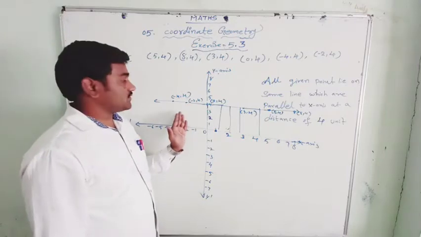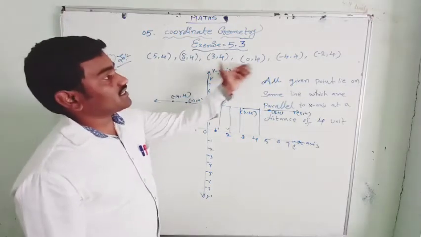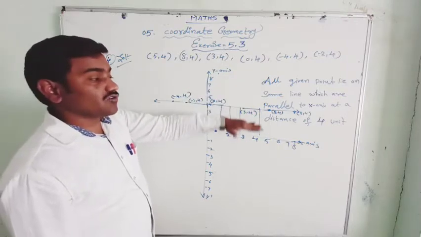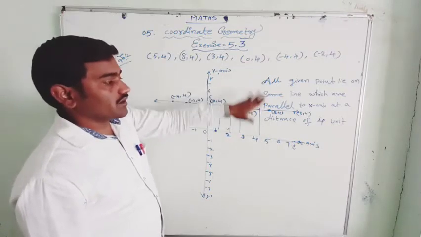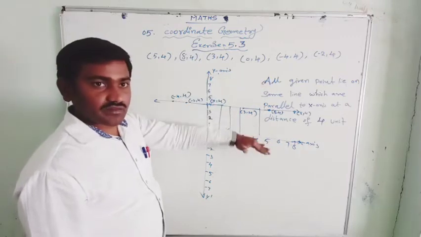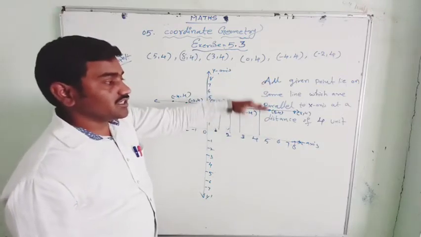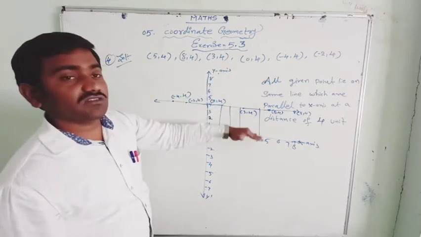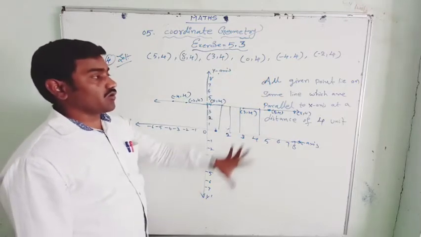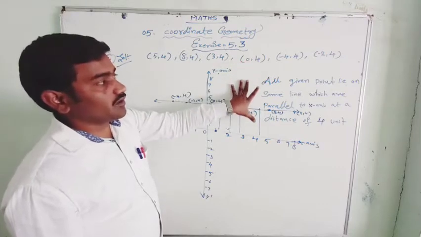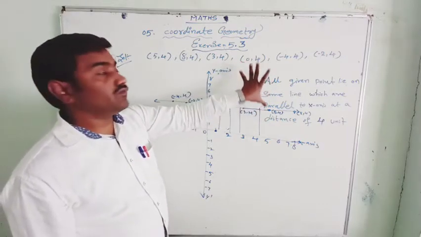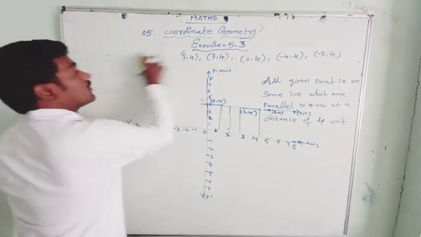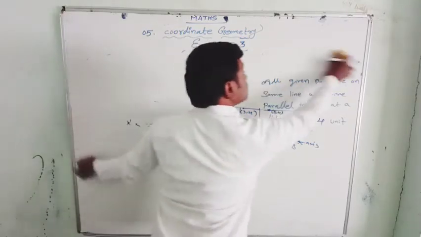If all y coordinates are same, that means that is parallel to the x-axis with the y coordinate distance. Here y coordinate is 4, so the distance is 4 units. I hope you understood this problem. Write this solution. We have to locate this on the graph paper, children.